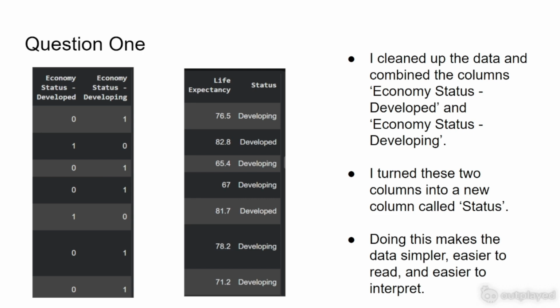The goal of this was to clean up the data and make it easier to read and interpret. As you can see on the left-hand side before, there were two separate columns labeled 0 and 1 to determine whether it was developed or developing. That's confusing, and once you combine the columns into the new status column, it makes it easier to understand and read.